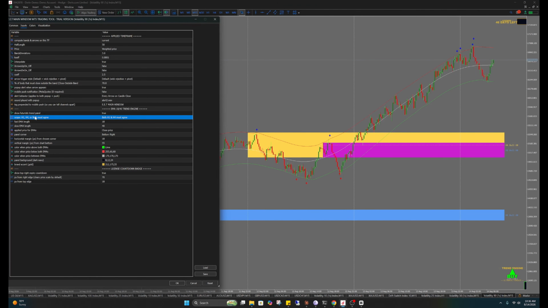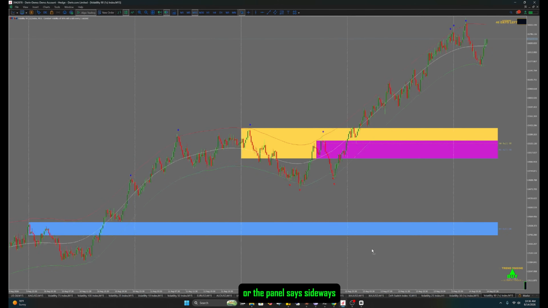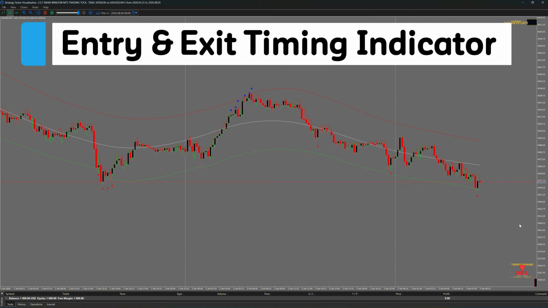Trend time frame, the default is set to both. The 1 hour and the 4 hour must agree or the panel says sideways. Keep it there. That disagreement is information.